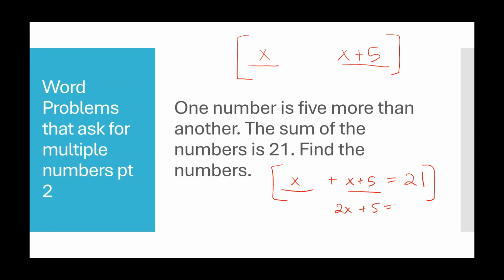2x plus 5 is 21. I'm going to subtract 5 from both sides. I'm going to divide by 2, and I'm going to say x is 8. Careful. The question doesn't say what's x, right? It says find our two numbers. So we have 8 and another number that is 5 more than 8. Ready? And 13. Are those 5 apart? Yes. Do they add up to 21? Yes.